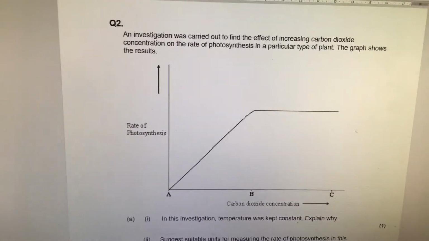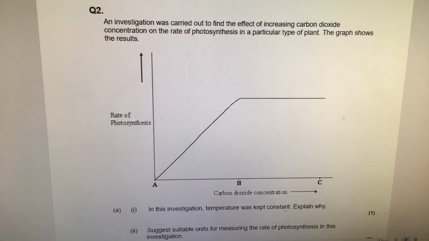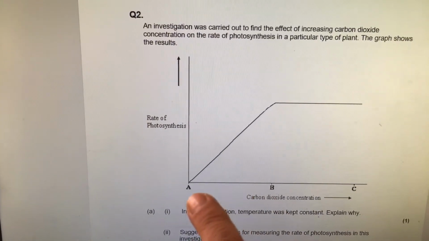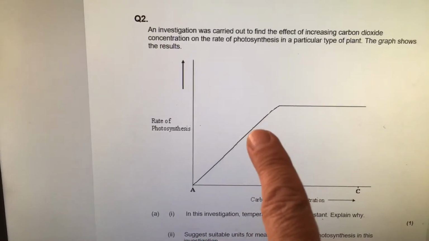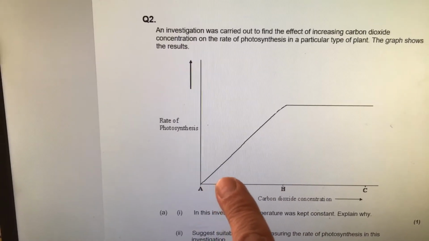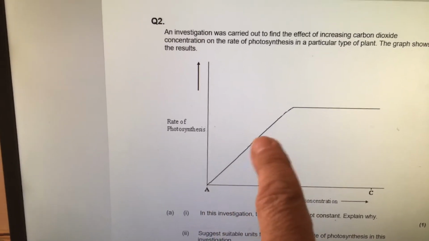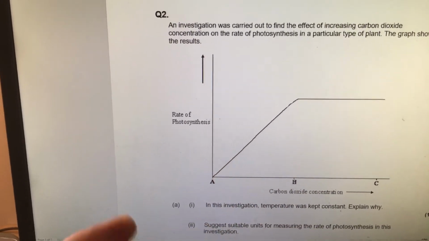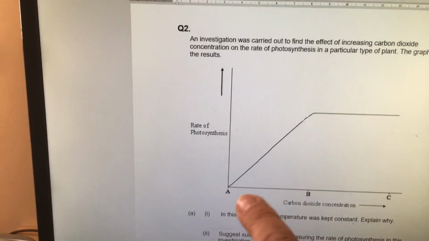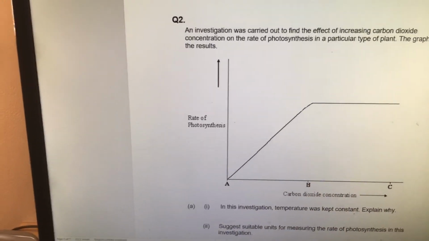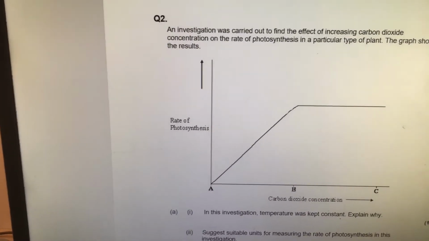Now, there's various reasons for that, but all you've got to remember is this, that between A and B, if you change, especially if you start decreasing the carbon dioxide concentration, you'll start decreasing and therefore limiting the rate of photosynthesis. So between points A and B, we can say that carbon dioxide can be a limiting factor.